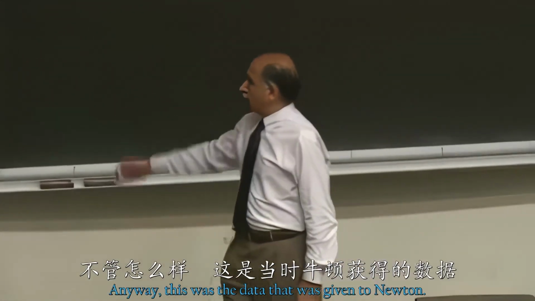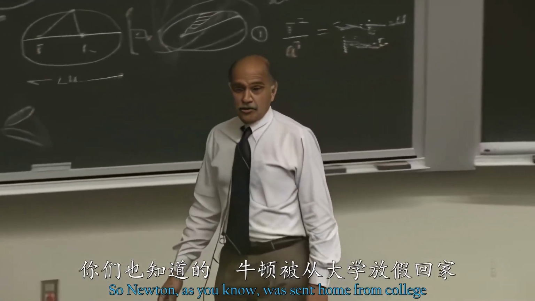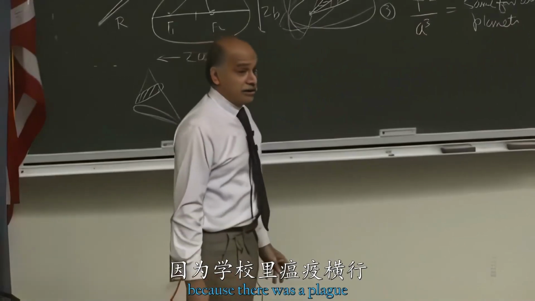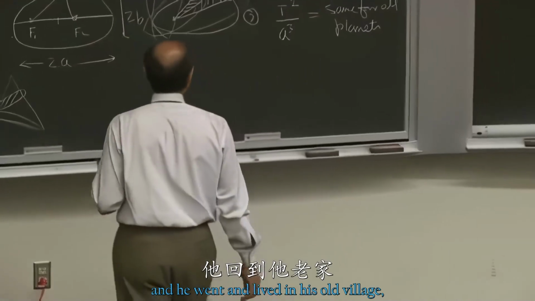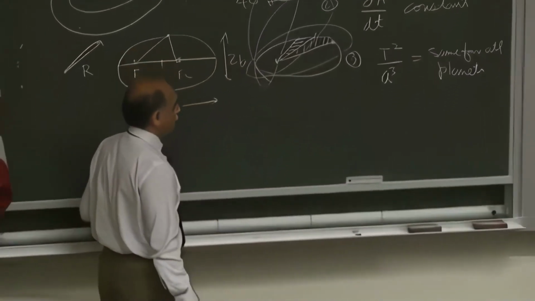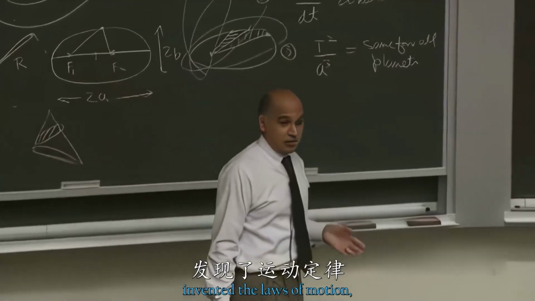Anyway, this was the data that was given to Newton. So Newton, as you know, was sent home from college because there was a plague. And he went and lived in his old village, and he was contemplating this issue because he had already, by this time, invented the laws of motion.